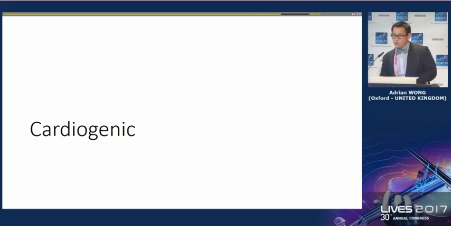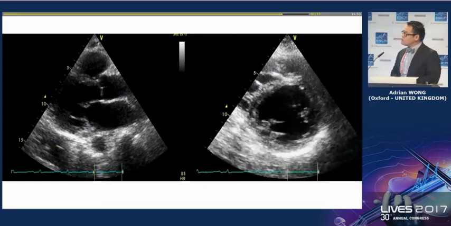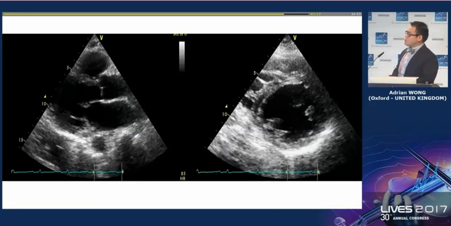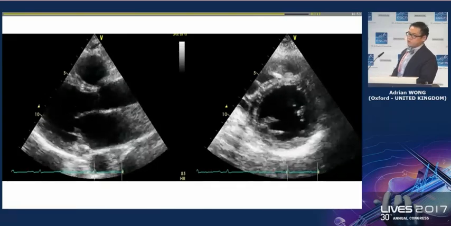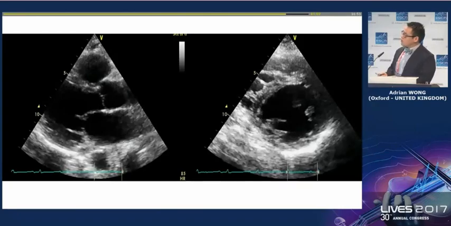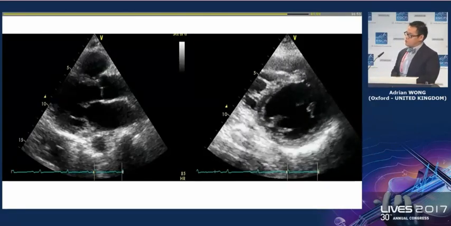Cardiogenic shock, which is not uncommon in a critically unwell patient. A couple of loops: parasternal long axis, parasternal short axis. It doesn't take a doctor to tell you that the left ventricle doesn't look like it's moving very much. And on this side, that left ventricle over there, again, doesn't look like it's moving very much.